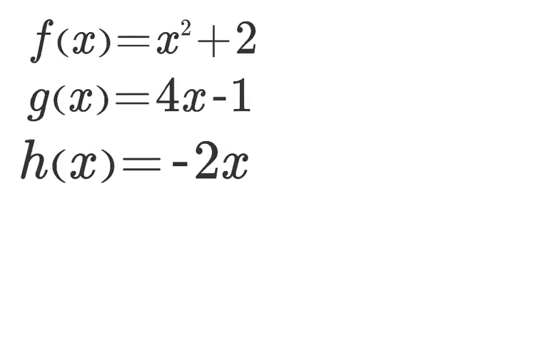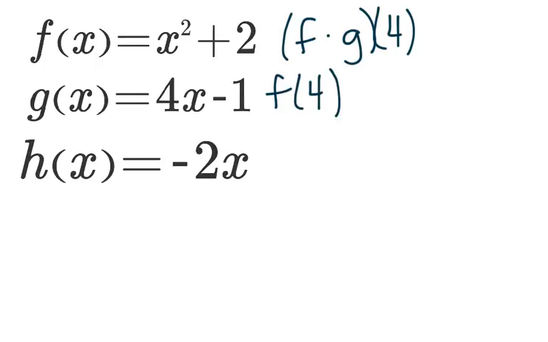Okay. Another example of an operation I could ask, I could say something like find f times g at 4. Okay, so same idea as before, but I'm actually giving you a number to plug in this time. So you're going to find f of 4 and multiply it by whatever g of 4 is. So it's really doing two separate evaluations and then multiplying, or doing whatever operation is in between.